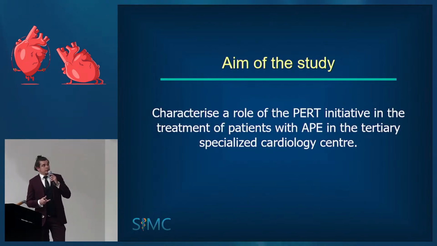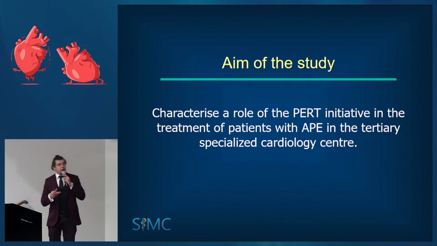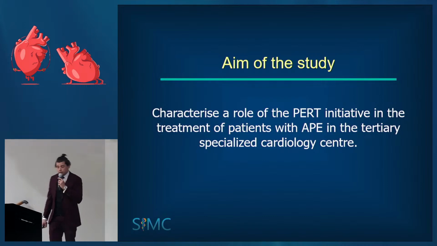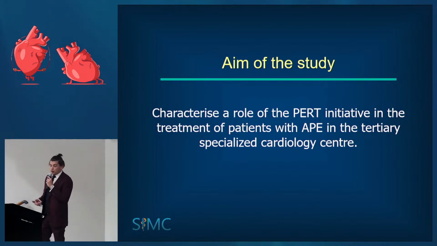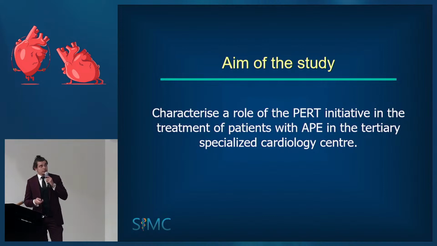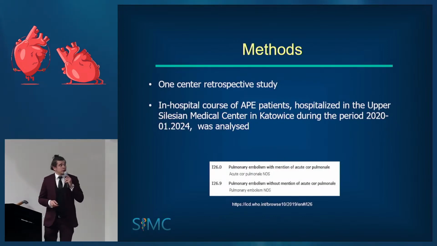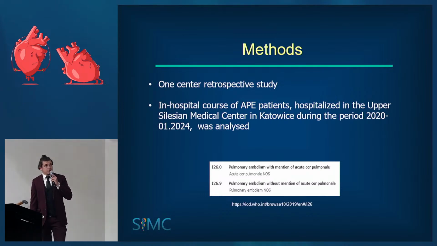So the objective of our study was to analyze the work of the Silesian PERT and the chosen treatment strategies. Because it's the first stage of our study, we wanted to acquire some simple takeaway numbers to see what's been going on in the past 4 years. We gathered our information from the database of the first cardiology department in the Upper Silesian Medical Center in Katowice, focusing on patients with acute PE, hospitalized since the establishment of our PERT.